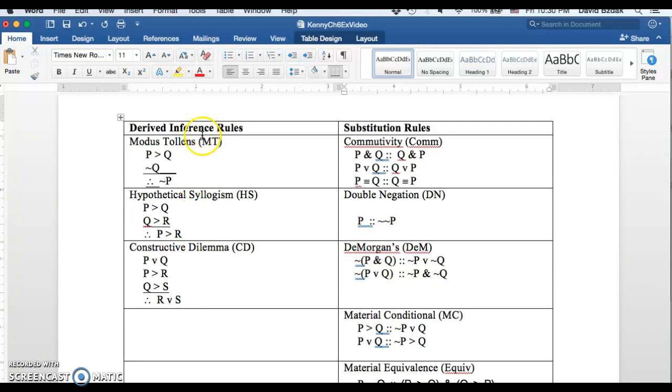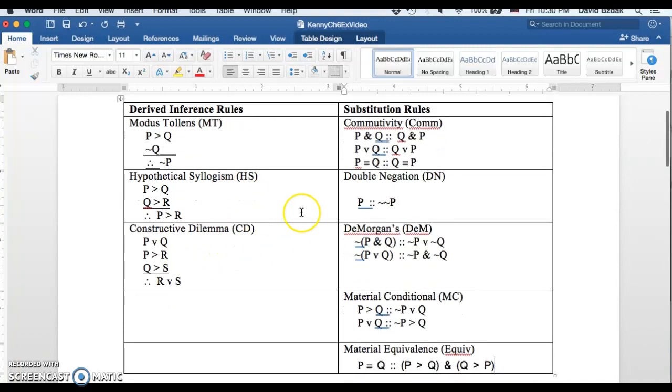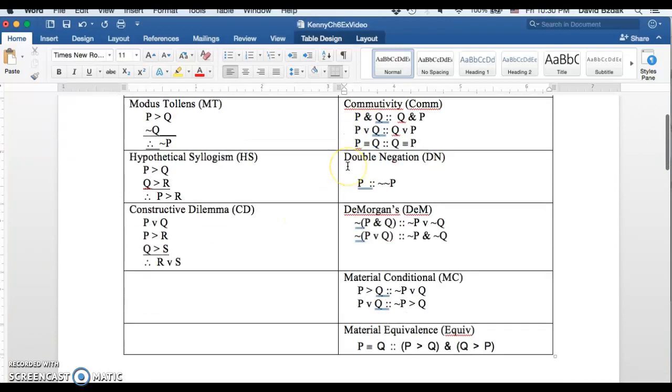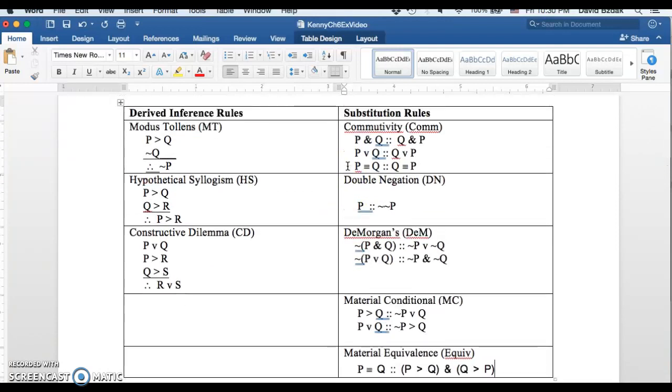So there's 3 derived inference rules. You can see here I've written them down. Modus tollens, MT, hypothetical syllogism, constructed dilemma. We'll talk about them as they come up in the derivations. There's 1, 2, 3, 4, 5 substitution rules. You'll notice I write the substitution rules different from how they appear in the text, right?